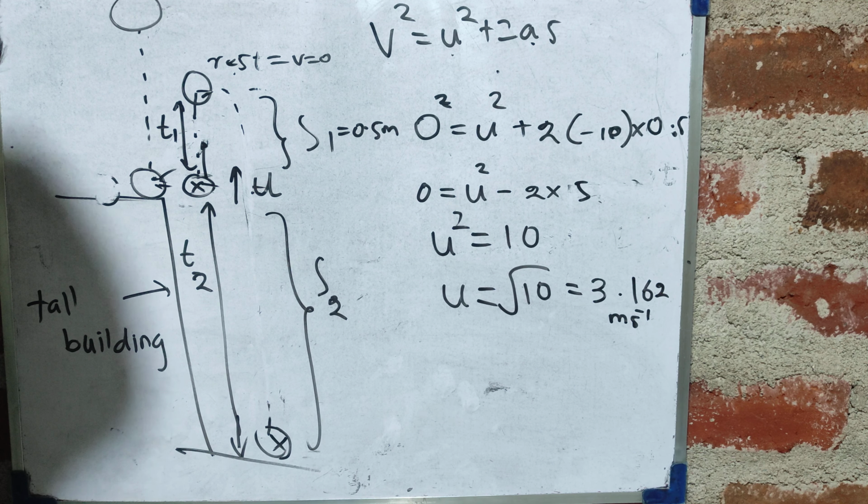What have they asked in the question? Find the velocity of x when it struck the foot of the tower. Let's take this as v1. So you have found out this u. How are you going to find out this v1? Find the velocity of x when it struck the foot of the tower.